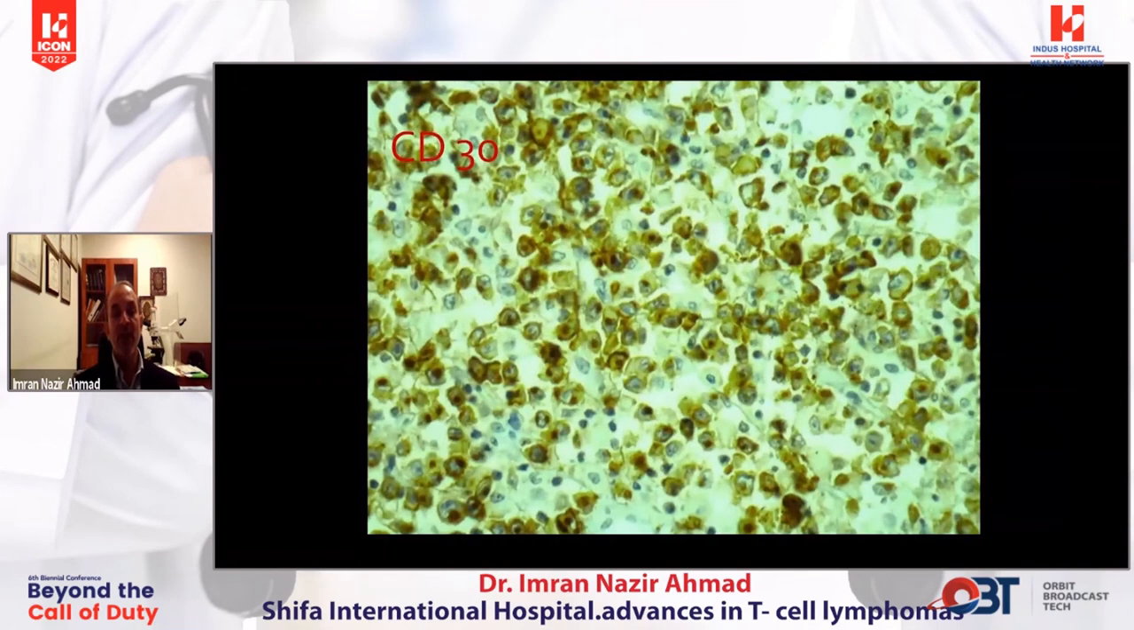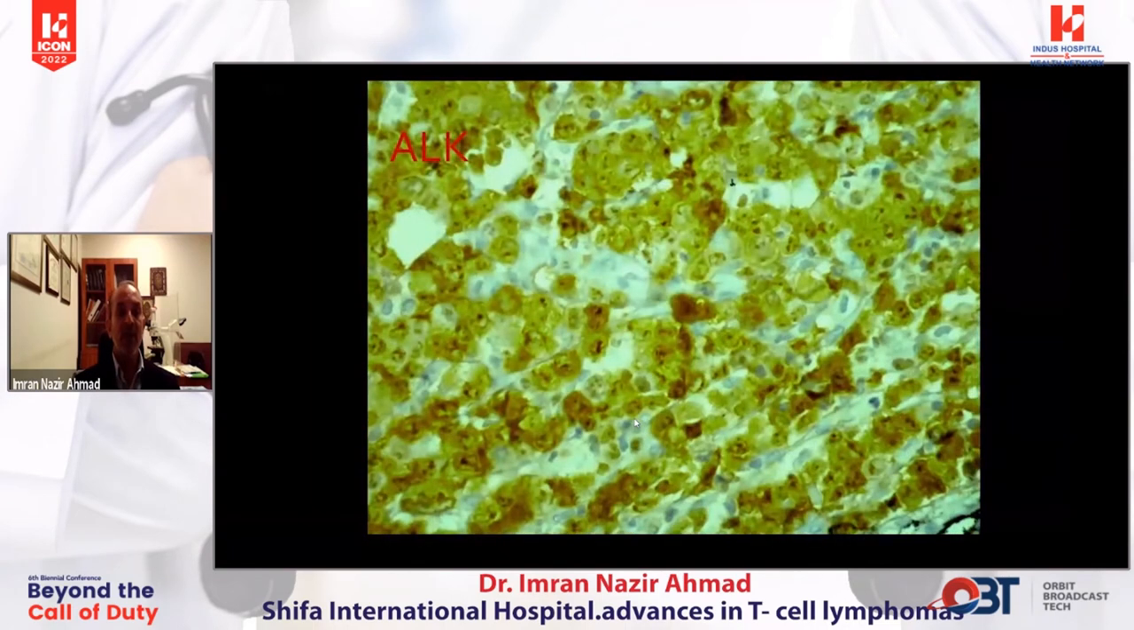However, when we did CD30, it was very nicely positive in almost all the large cells. The few negative ones are most likely the histiocytes with cellular debris in them. Then we confirmed it by ALK, and ALK showed nice nuclear and cytoplasmic positivity.